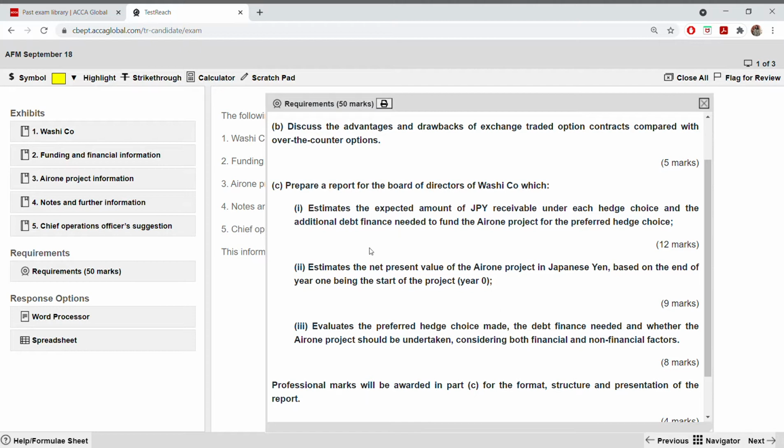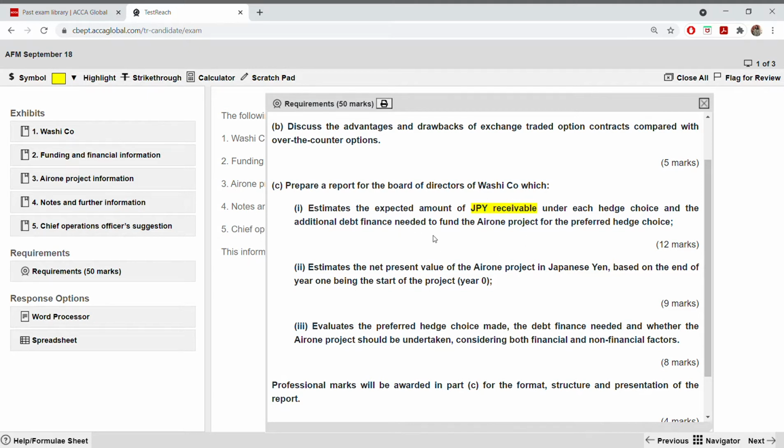Okay, if you see the first part of C, estimate the expected amount of JPY, that is Japanese yen, receivable under each hedge choice. That means you are given different hedge choices. We still don't know, but we know there are different hedging choices. JPY receivable. Okay, so this is a foreign currency receipt.